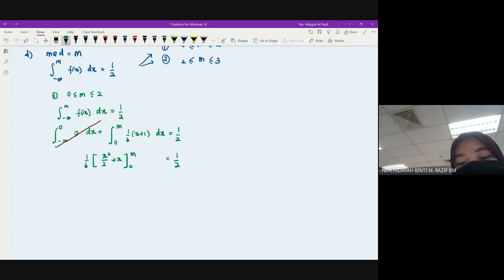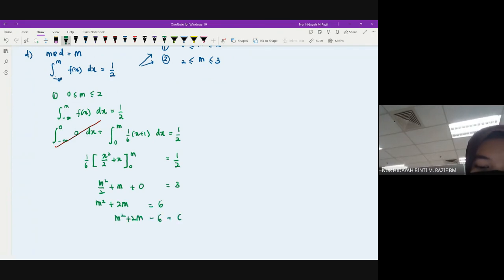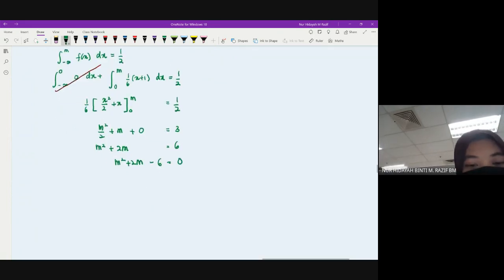Okay, so I'm going to multiply 6 ke sebelah kanan and sebelah kiri saya akan masukkan nilai. So m square per 2 tambah m ditambahkan dengan kosong should be equal to 3. So saya darab semua dengan 2, saya dapat m square tambah 2m bersamaan dengan 6. m square tambah 2m tolak 6 sama dengan kosong. Okay, so dari sini saya dah dapat quadratic equation.